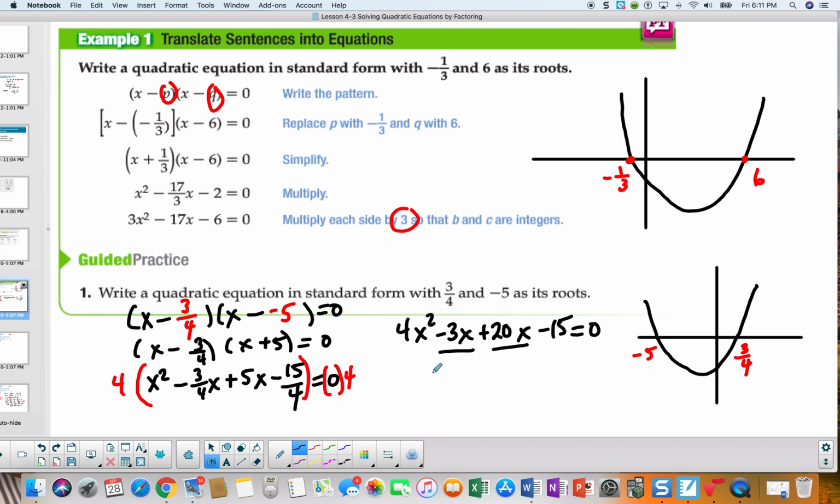I'm going to combine like terms. 4x squared plus 17x minus 15 is equal to 0. So we say that this is the standard form for this equation.